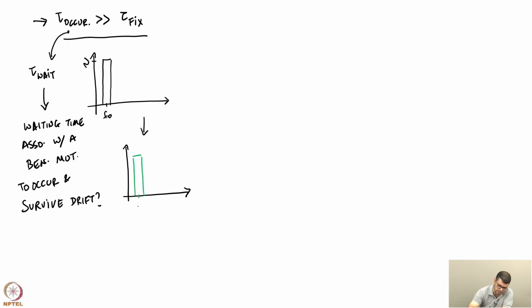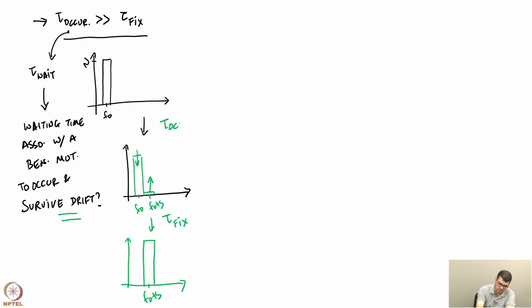This is n minus 1 individuals at f naught and 1 individual at f naught plus s. And then because by definition this mutation has been able to survive drift, the numbers of the ancestral genotype will start to go down, and the number of the mutant genotype will start to go up. So, this change will begin to happen, and the time it takes for this to reach the following state, f naught plus s, that time is tau fix. This time is tau occurrence.